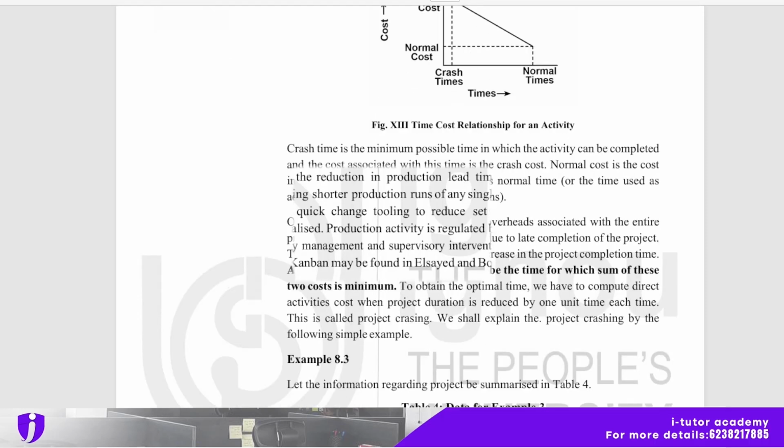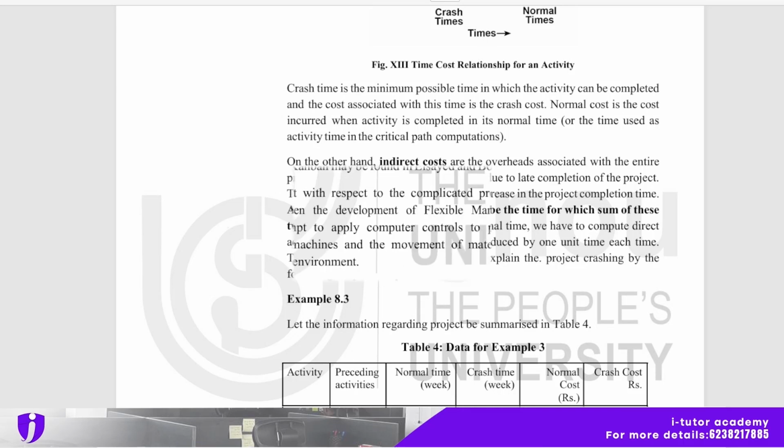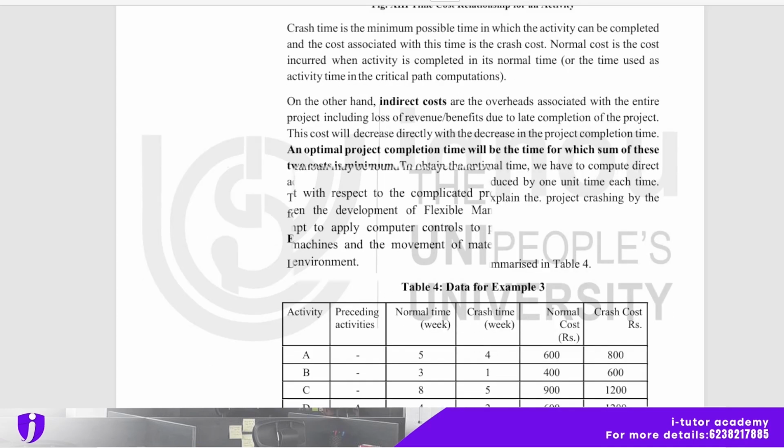Okay. On the other hand, indirect costs are the overhead associated with the entire project, including loss of revenue or benefit due to the late completion of the project. This cost will decrease directly with the decrease in the project completion time. An optimal project completion time will be the time for which the sum of these two costs is minimum. To obtain the optimal time, we have to compute direct activity costs when project duration is reduced by 1 unit time each time.